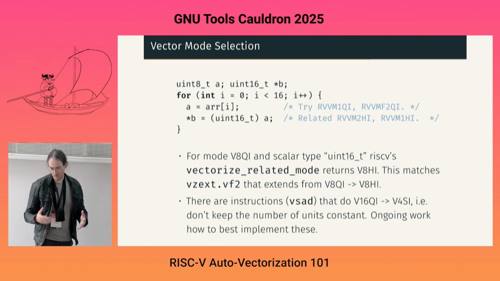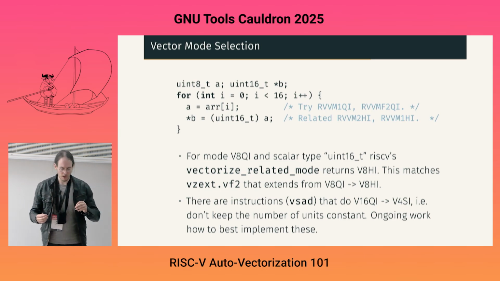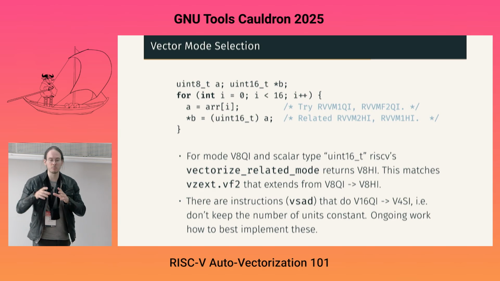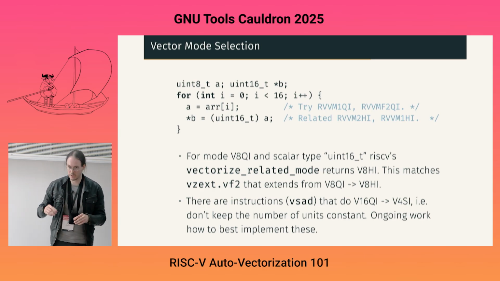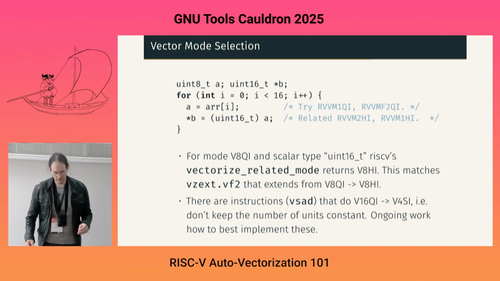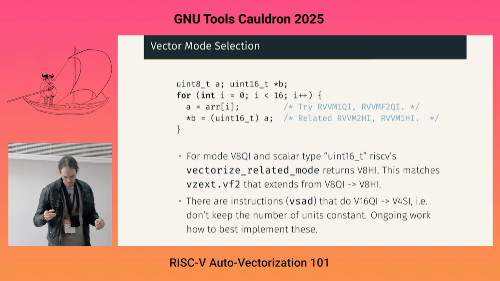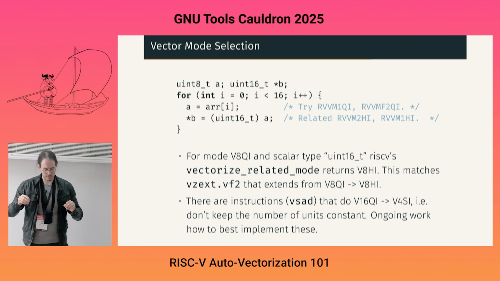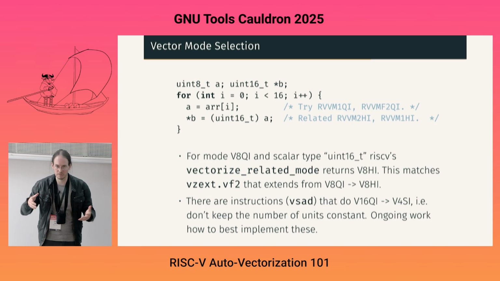So vector mode selection, how do we choose a vector mode? That's not particularly RISC-V specific, but if the vectorizer sees a different scalar type than before, it asks the target code or the backend via a hook, which vector mode do you want me to use for that? So that's the basic principle there. And again, as I said before, we try to keep the number of units constant for our conversions, and conversions is where it matters, because only then you have a different type in your loop.